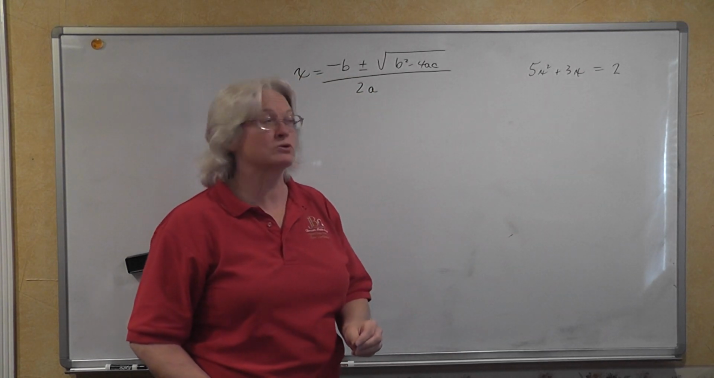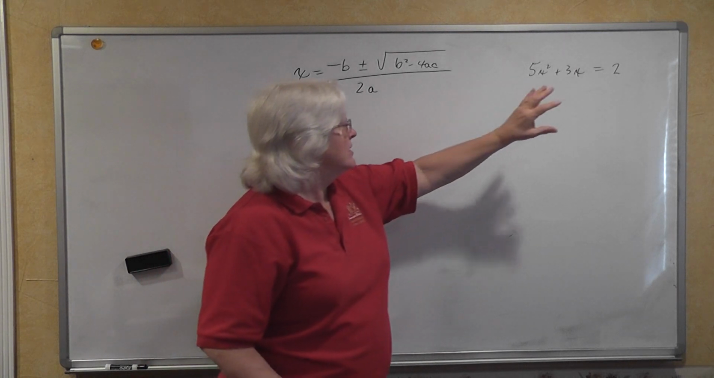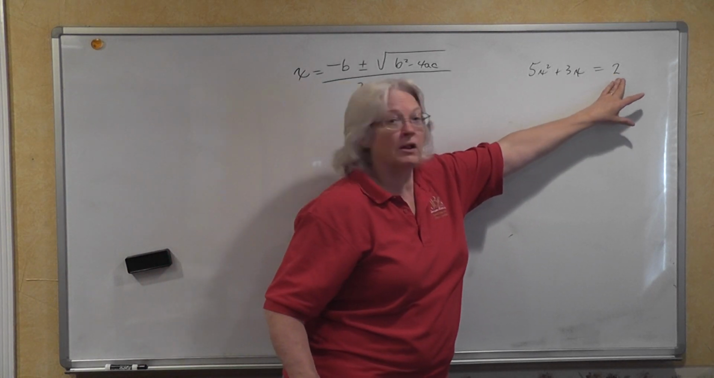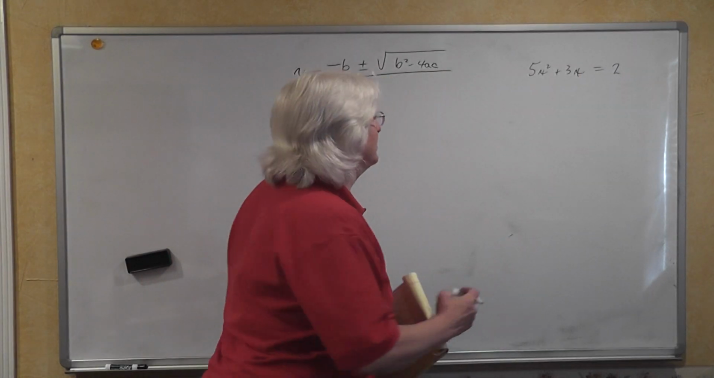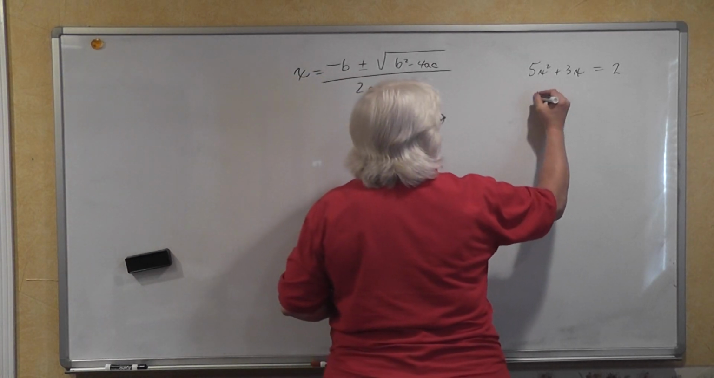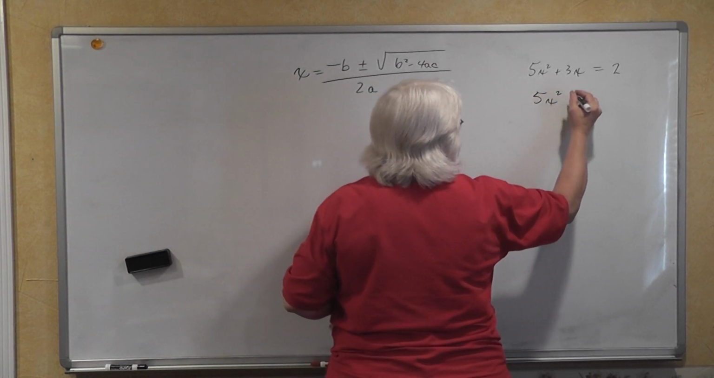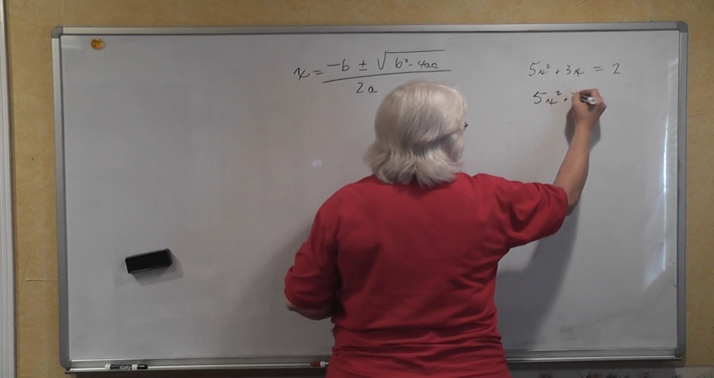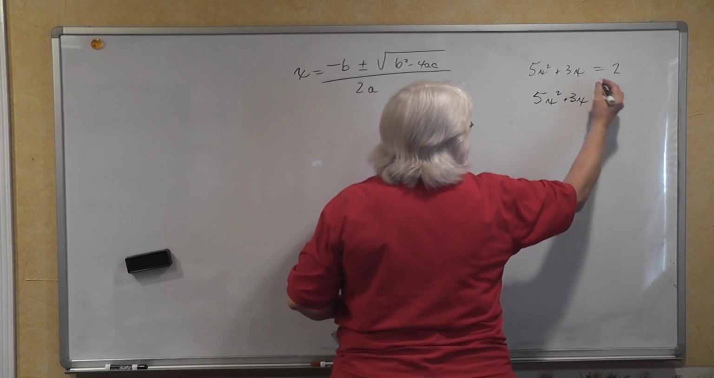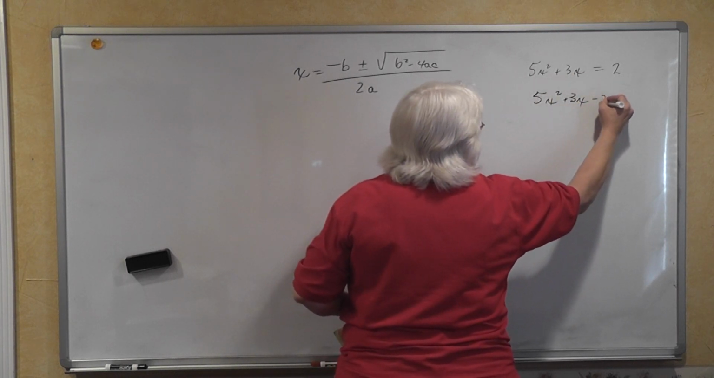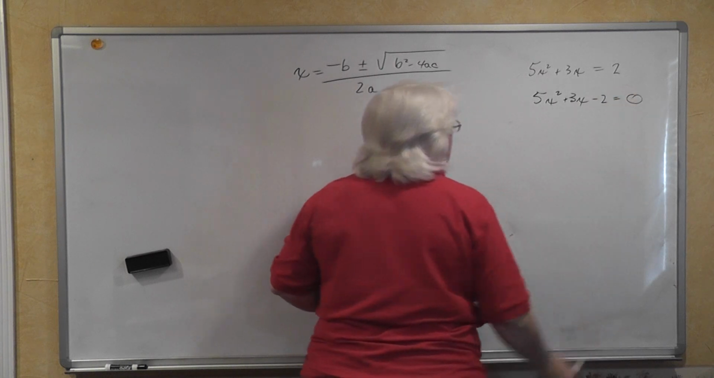Now, in order to use your quadratic formula, the polynomial must be set equal to 0. Everything has to be on the left-hand side of the equation. Could it be on the right-hand side? Yes, most people aren't going to do it that way. 5x squared plus 3x minus 2 is equal to 0.